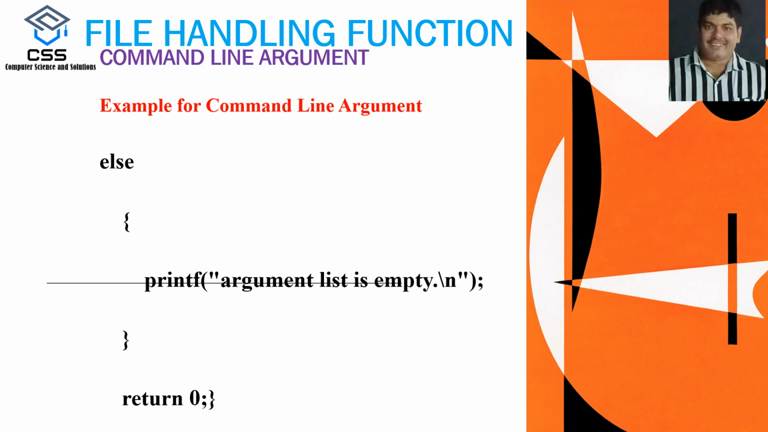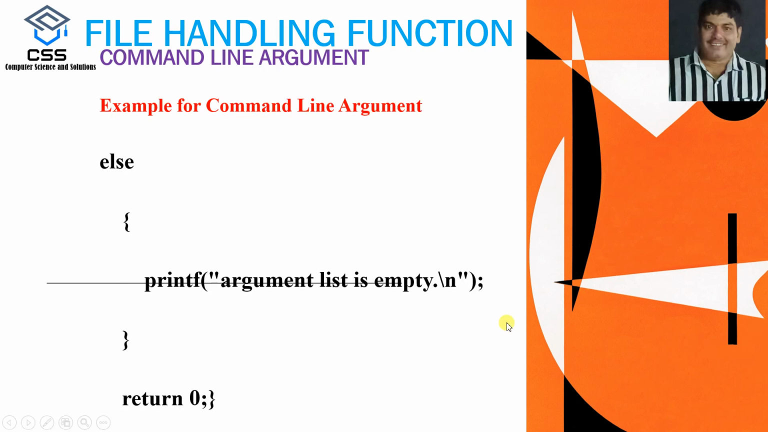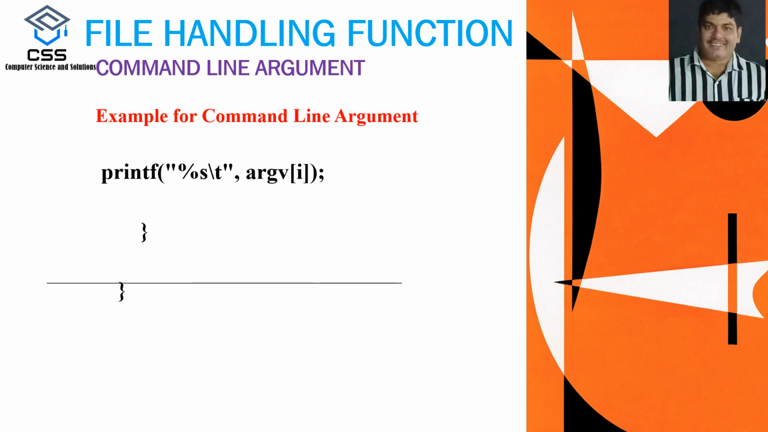If no argument is passed, it will display "the argument list is empty". Means when you write only the file name and nothing else, then it will display "argument list is empty". If one argument is written with the file name, it will display the argument you passed, and that many times the loop will continue.